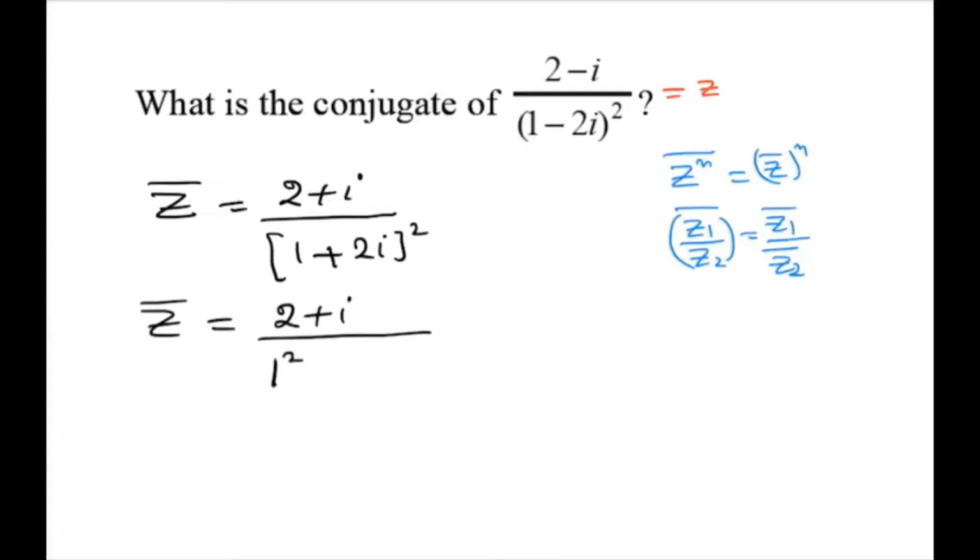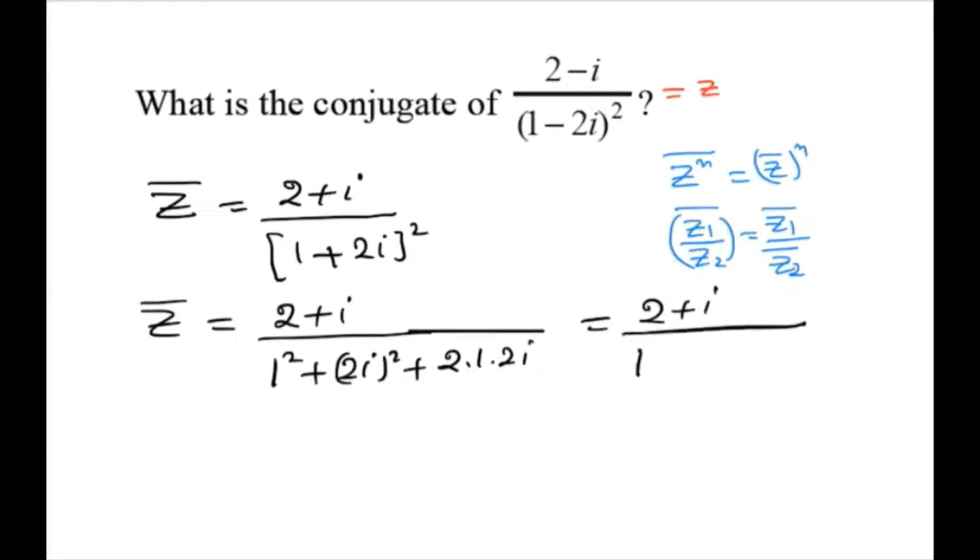Now you expand this in the denominator: a square plus b square plus 2ab. That becomes 2 + i upon 1, i square is minus 1, 2 square is 4. So minus 4 plus 4i. That is (2 + i) upon (minus 3 + 4i).